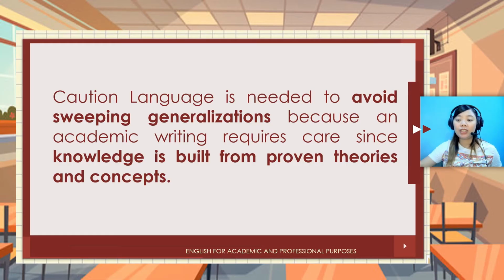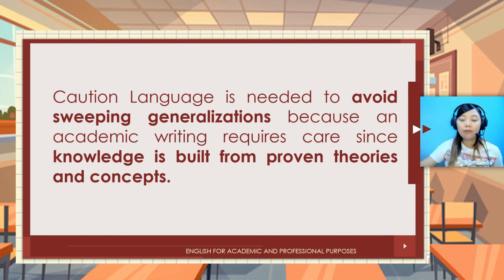Caution language is needed to avoid sweeping generalizations because academic writing requires care, since knowledge is built from proven theories and concepts. So this caution language reminds me of the way you express your ideas in an opinion article or in an editorial article, when you avoid claiming or generalizing things, but you focus more on providing theories and concepts and evidences in such.